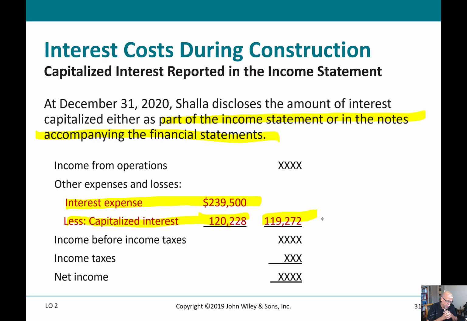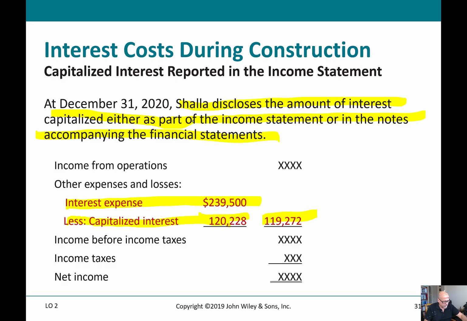Again, this is contemplating a presentation if they showed it on the face of the income statement. But basically, you have to disclose the amount of interest capitalized either on the income statement or in the notes, but that's got to be disclosed. Okay, presented somewhere. Okay, all right, good.